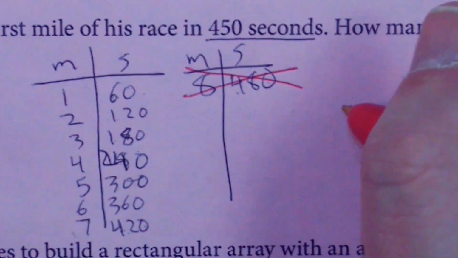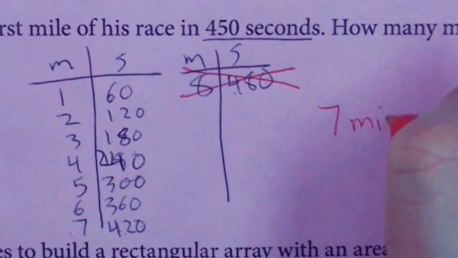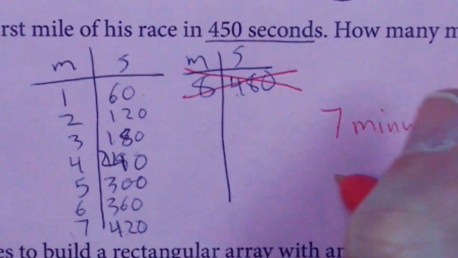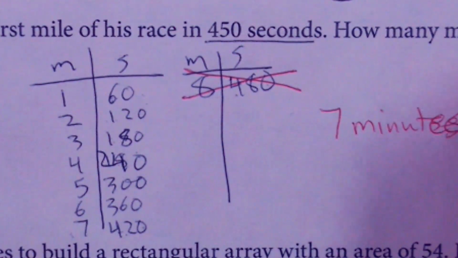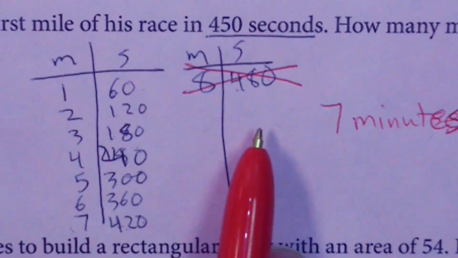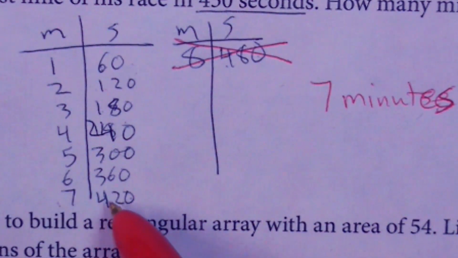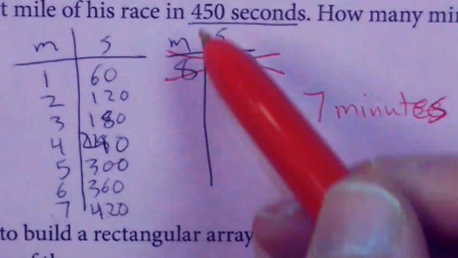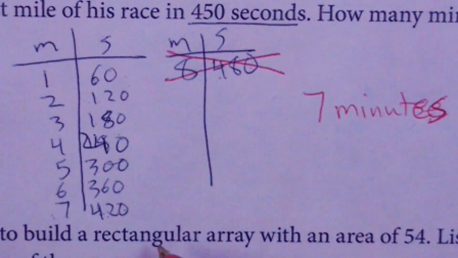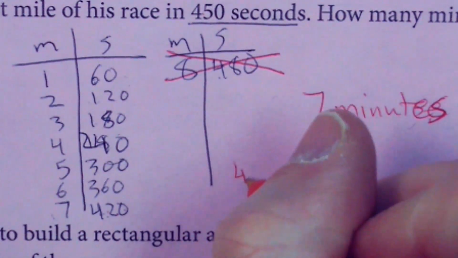So he ran for 7 minutes. Ooh, wow. Having trouble spelling today. But how much is left? Between 420 and 450. If that mental math is a little too much, we could stack and subtract.